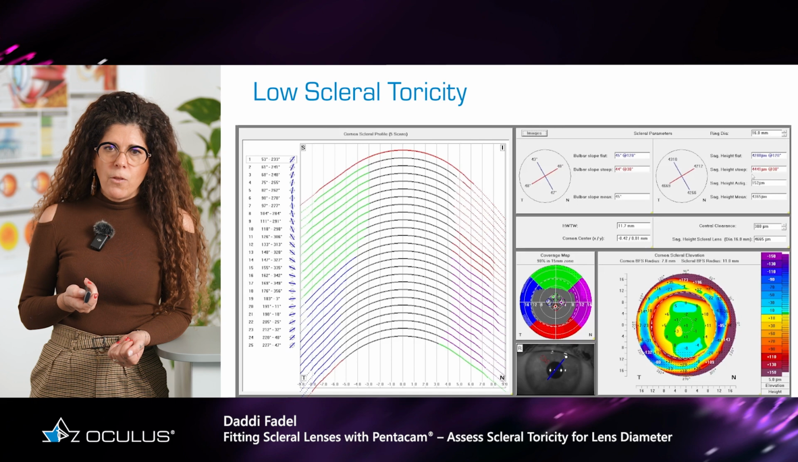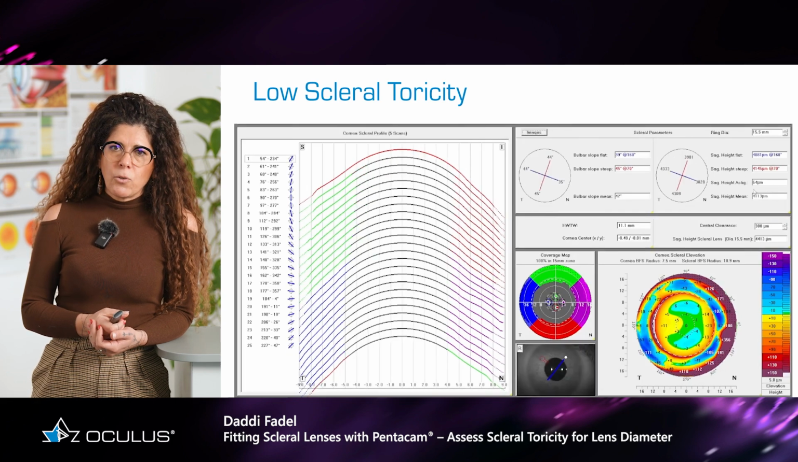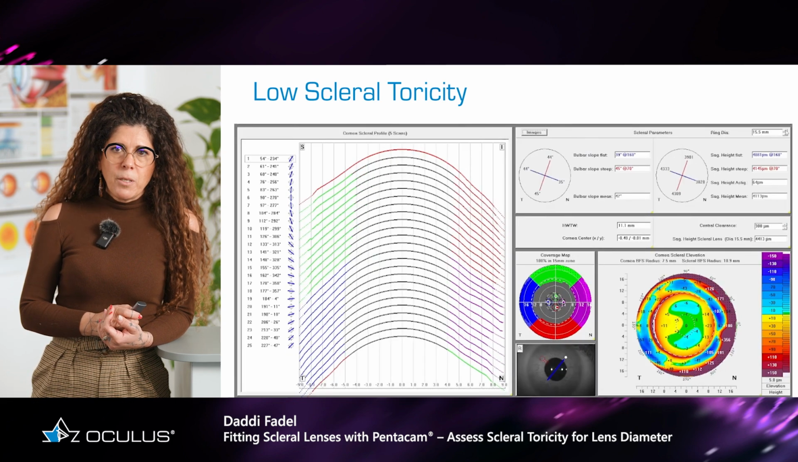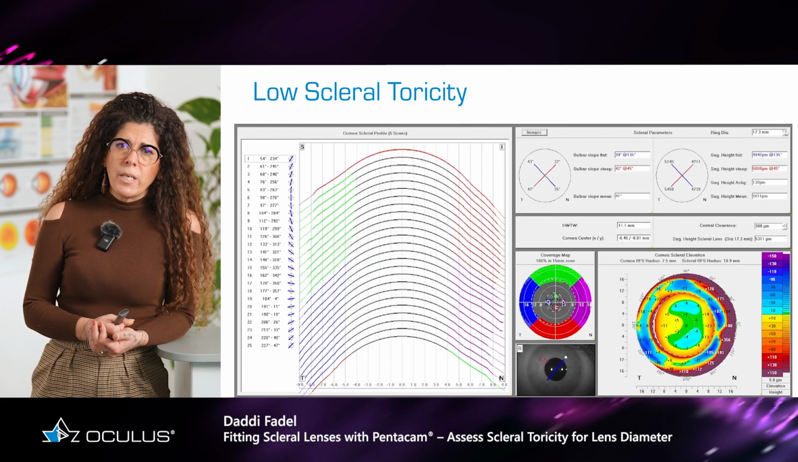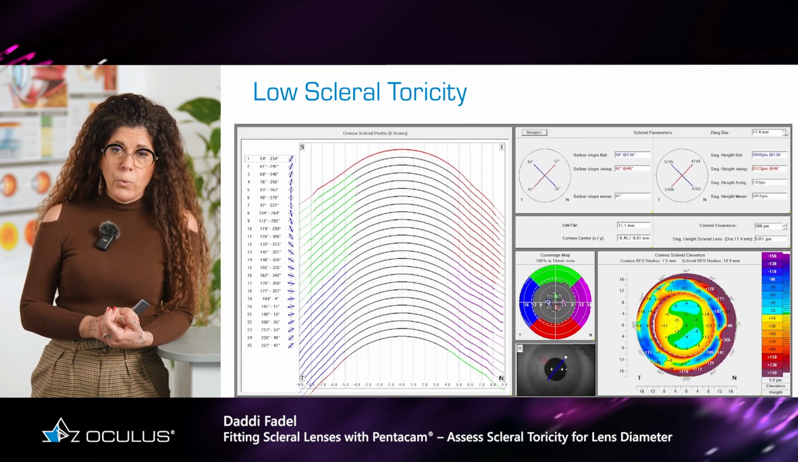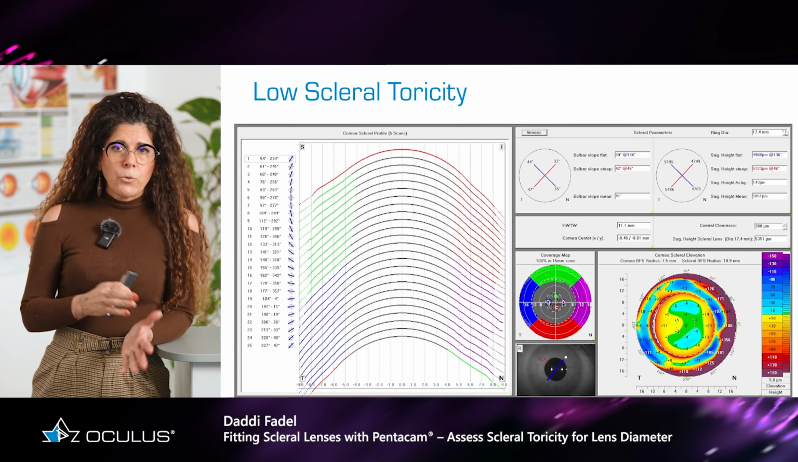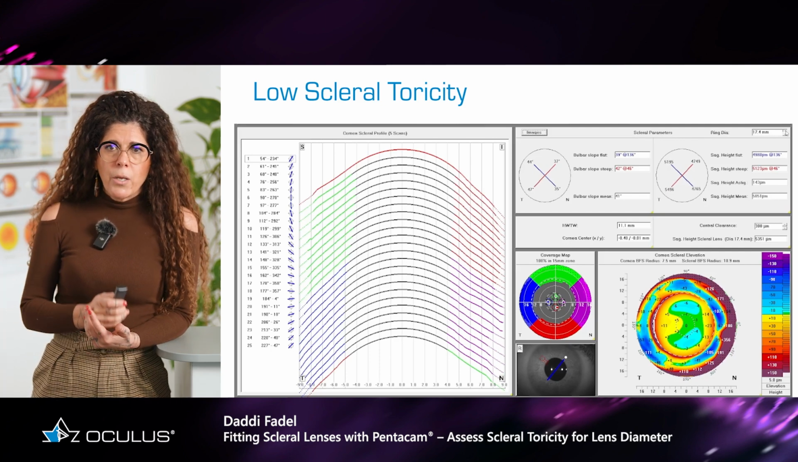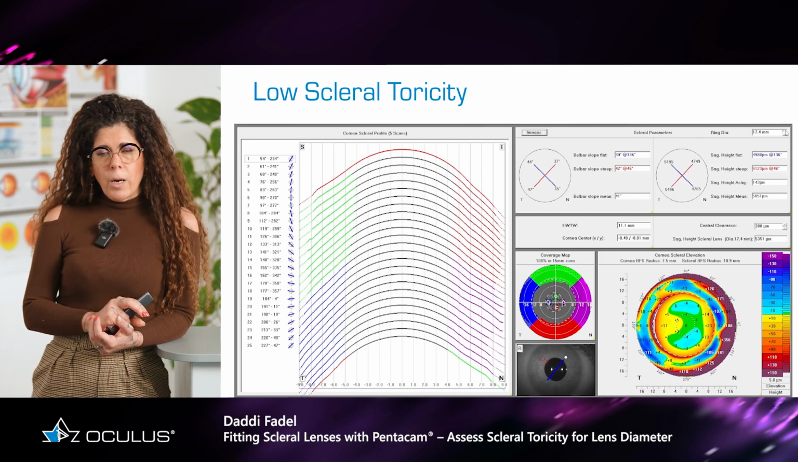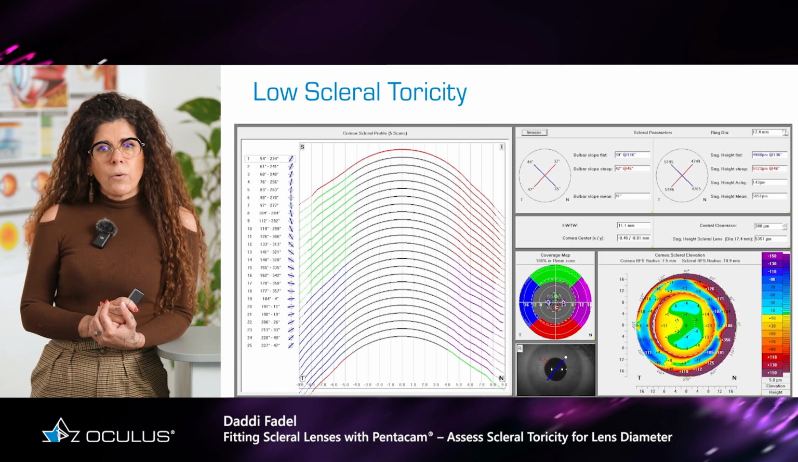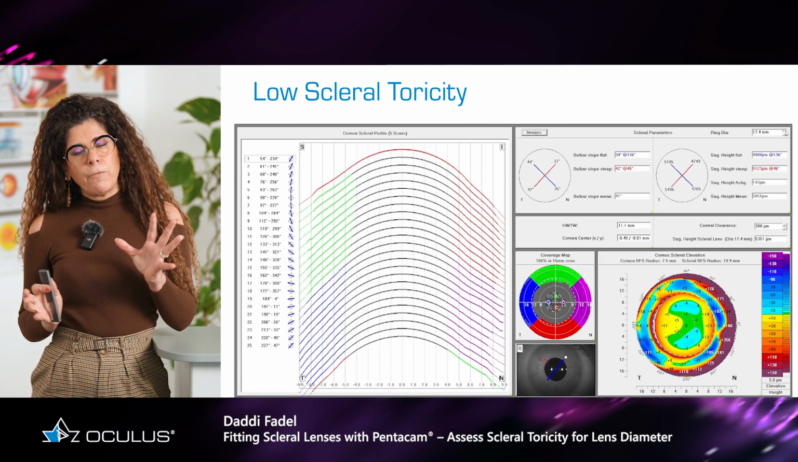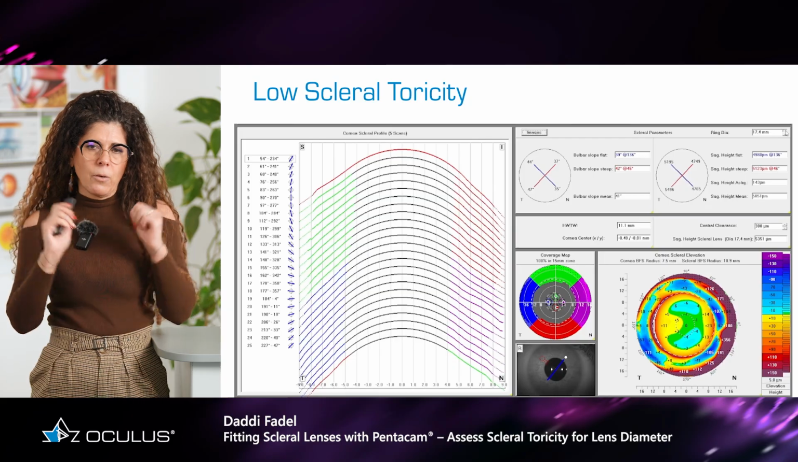We will see another patient with low scleral toricity, 15.5 millimeter. We only have 64 microns. Now, increasing the ring diameter, you can see that we need to increase a lot, up to 17.4. You have around 140 microns. So this is enough toricity for the lens to be stabilized on the eye.